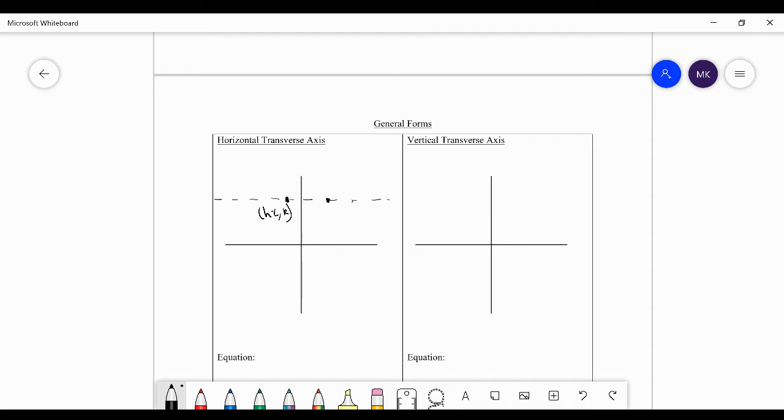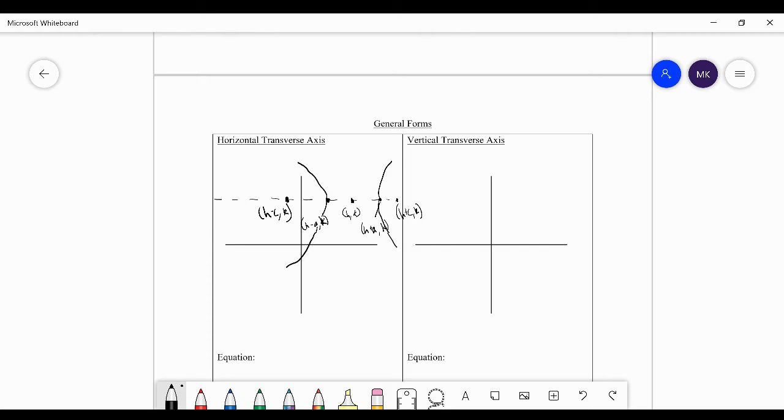Point right here is going to be h comma k. Point right here, and I'm running out of room, h plus c comma k. All right. Now this point here is going to be h minus a comma k. This point here is going to be h plus a comma k. And now we will get our parabolas coming off of there.